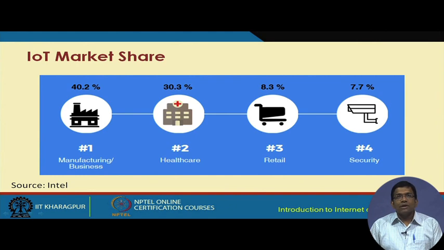In terms of application domains, IoT is attractive in different application spheres. For instance, manufacturing and business, healthcare, retail, security, and so on. Among all of these, it is estimated that most of the market share with IoT goes with the manufacturing and business sector, approximately 40.2%. Next is the healthcare, third is the retail sector, and fourth is the security, so surveillance, safety, and so on with the help of IoT based systems.